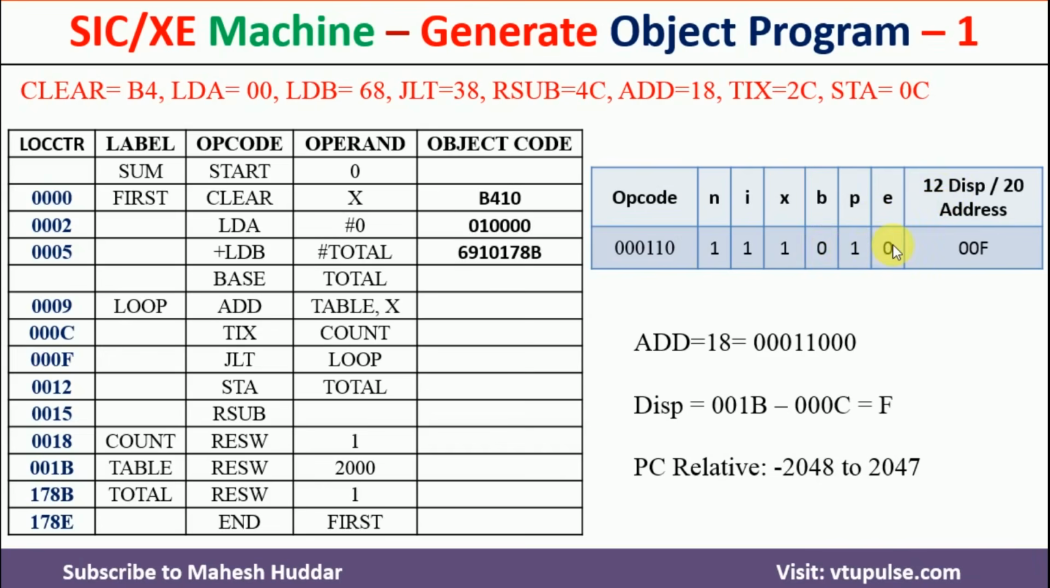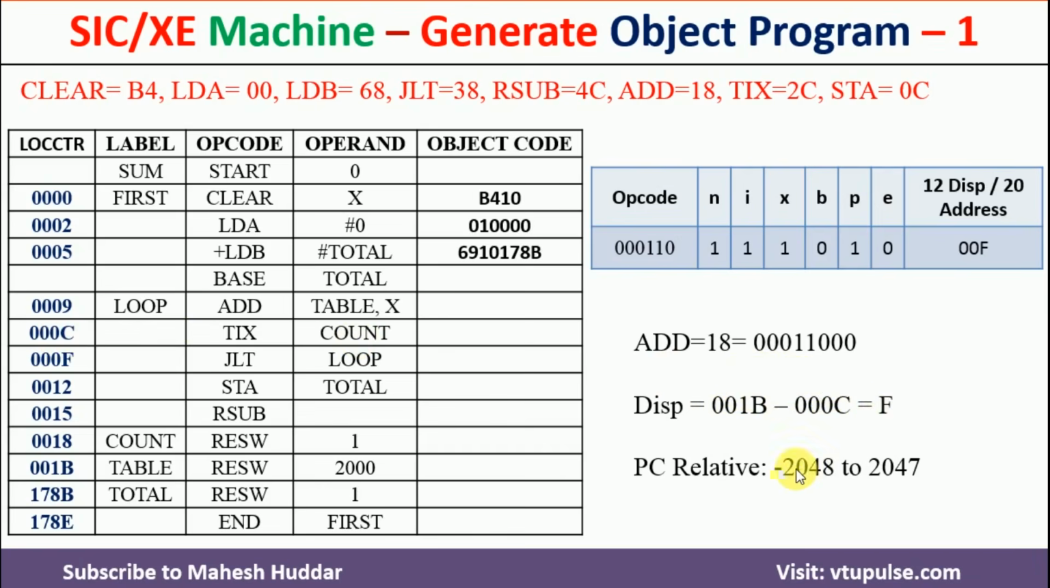And e is equivalent to 0 because it is the third type of instruction in this case. Now, how to calculate the displacement: the value of table is 001B, that is what I have written, minus the PC value, since we will check the program counter relative addressing mode. The PC value in this case is 000C. If I calculate this equation, we will get F here.